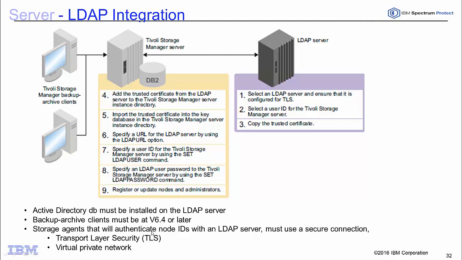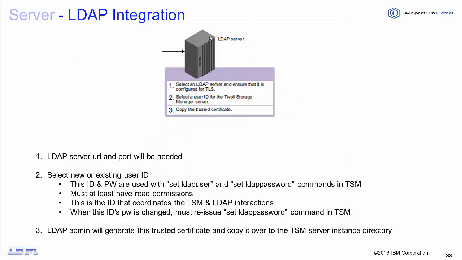Storage agents that will authenticate node IDs with an LDAP server have to be using a secure connection like transport layer security or a VPN. Let's walk through the basic steps here. First of all, you're going to choose an LDAP server and make sure it's configured for TLS. You will need that LDAP server URL and port, so make sure you take a note of that.